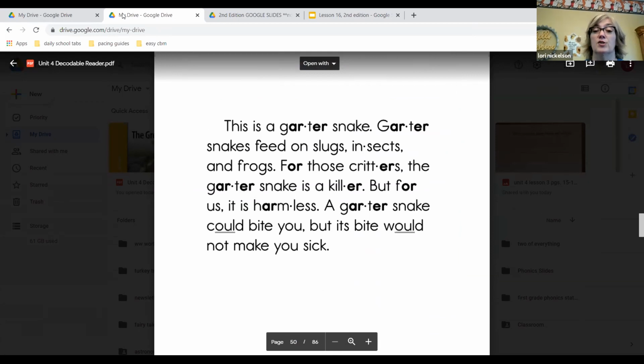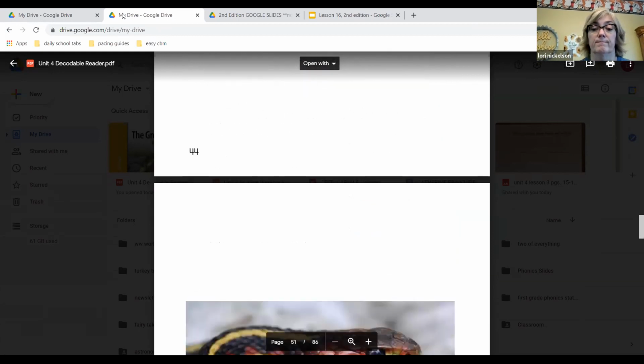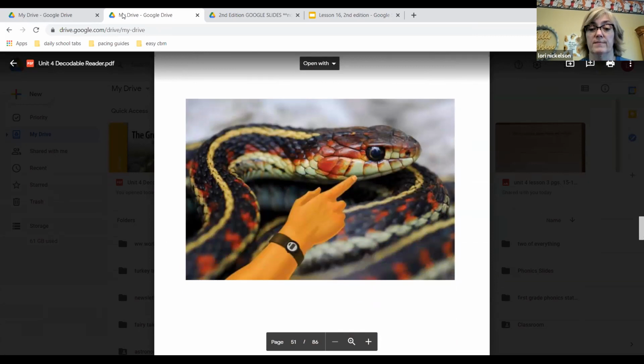This is a garter snake. Garter snakes feed on slugs and insects and frogs. For those critters, the garter snake is a killer. But for us, it's a harmless snake. A garter snake could bite you, but its bite would not make you sick. And there's the garter snake.